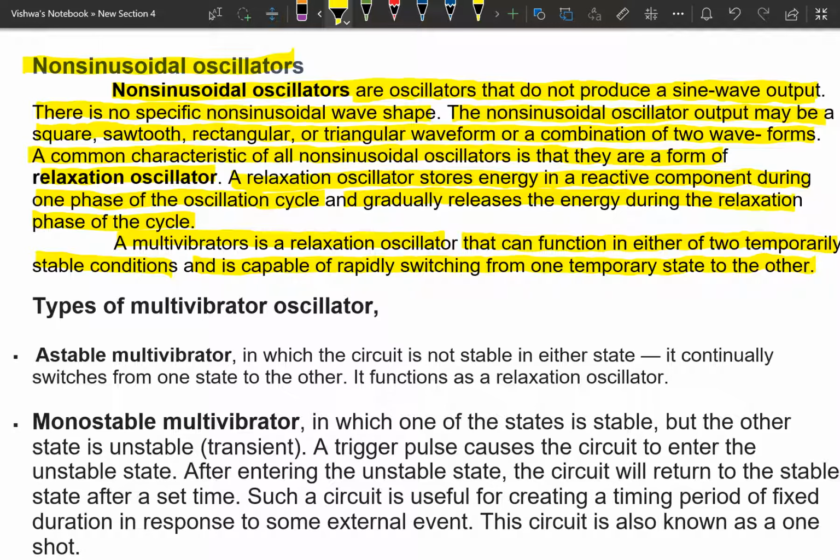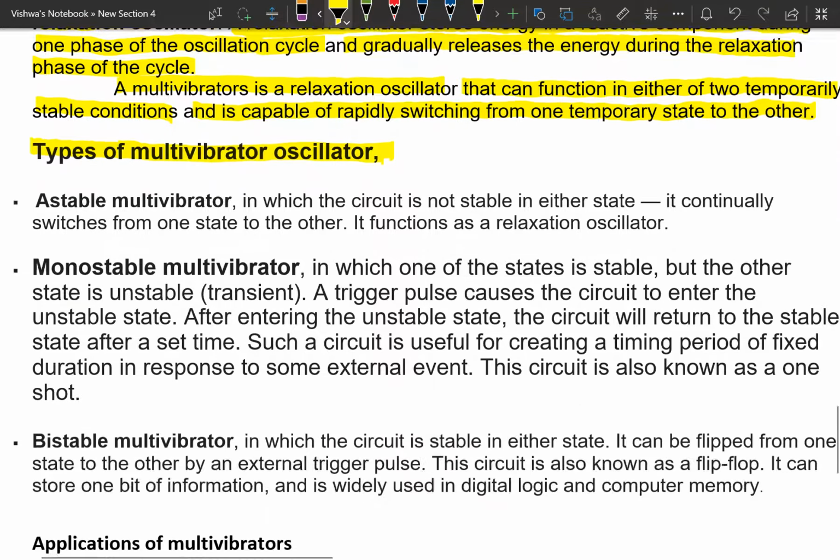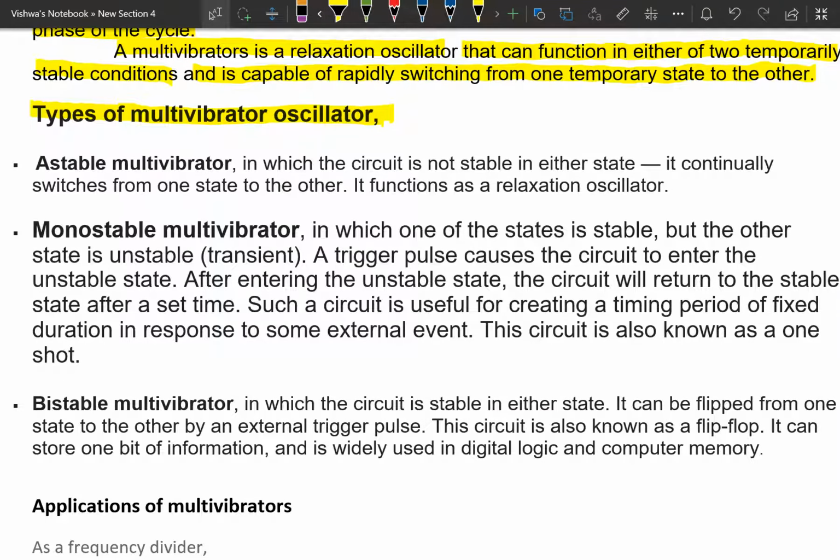A brief explanation of these non-sinusoidal oscillators we are going to study under the different types of non-sinusoidal oscillators. These non-sinusoidal oscillators are also called multivibrators. So that's why we are studying it as types of multivibrators. Mainly there are three types of multivibrators: one is astable multivibrator, another one is monostable multivibrator, and the third is bistable multivibrator.